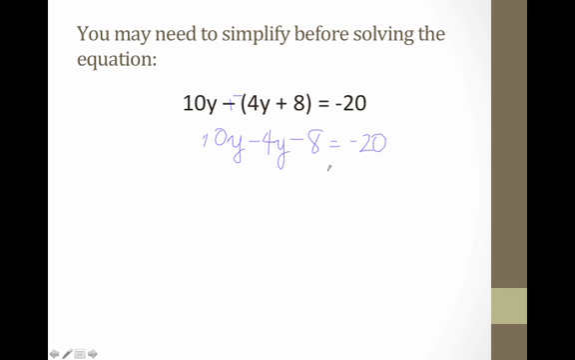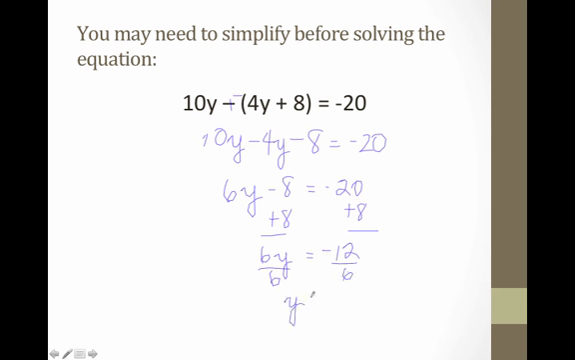Okay, so now I can simplify by combining like terms. I have 6y minus 8 equals negative 20. I'm going to add 8 to both sides so that I have 6y equals negative 12. I'm going to divide by 6 both sides so that my y equals negative 2. And I know I've gone fast through this, so please make sure you understand. I'm distributing this negative sign throughout the parentheses, okay? And I end up with y equals negative 2.